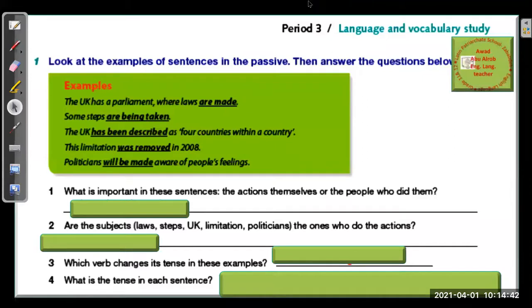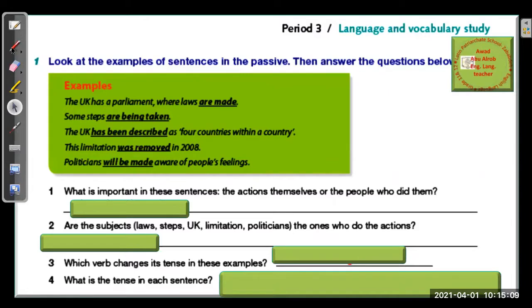Now look at the examples, then complete the grammar rules. First, read the examples, Fadi. The UK has a parliament where laws are made. Yes. Some steps are being taken. The UK has been described as 4 countries within a country. This limitation was removed in 2008. Politicians will be made aware of people's feelings.